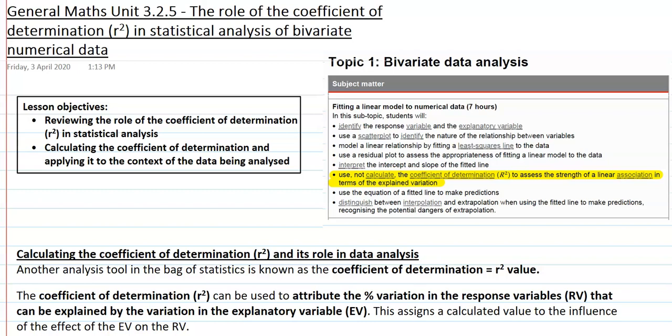Today we're looking at the role of the coefficient of determination, or R-squared value, when we're performing a statistical analysis of bivariate numerical data. The lesson objectives today are reviewing the role of the coefficient of determination, so how do we use this in statistical analysis? And then we're going to look at how to calculate the coefficient of determination and apply it to the context of the data being analysed.